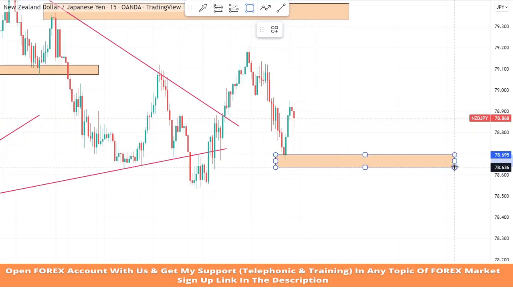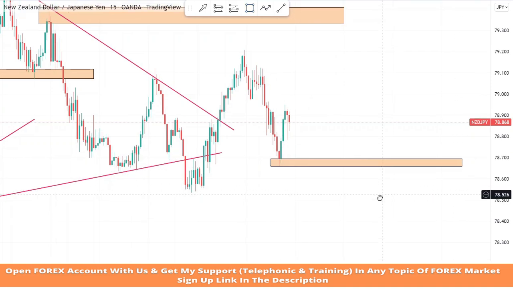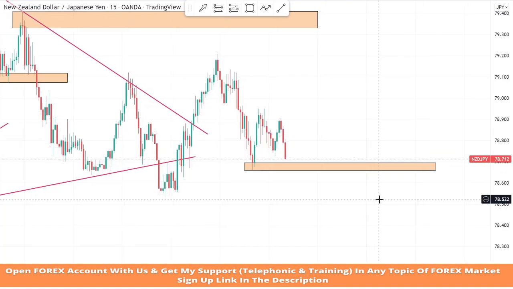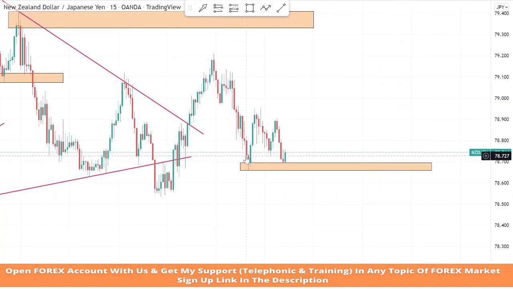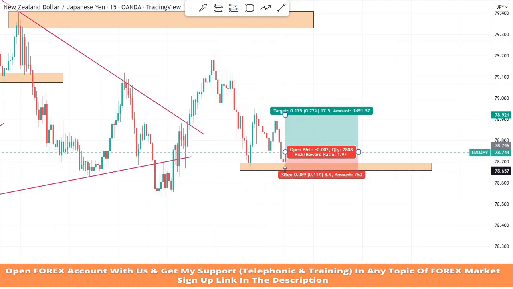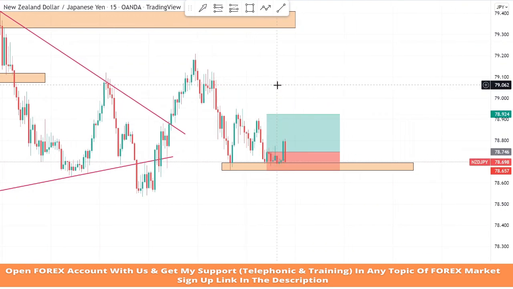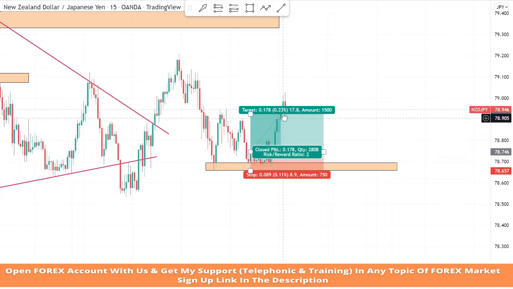We will draw a support area and wait for the market's rejection on it to take buy trade. As we can clearly see, market got rejection from support zone second time. And we got second confirmation from green candle. We take buy trade, we set stop loss at support area and take profit 1:2. We won this trade easily.